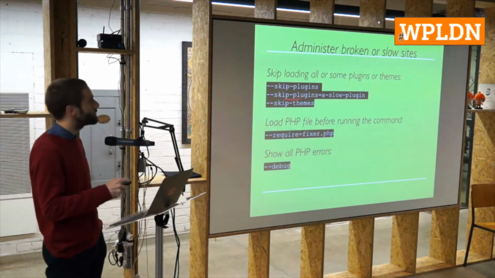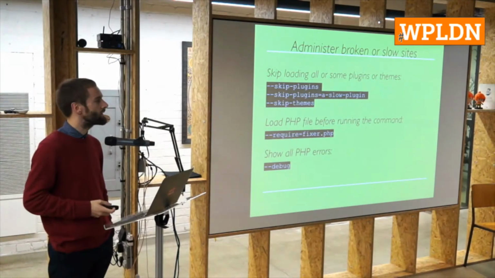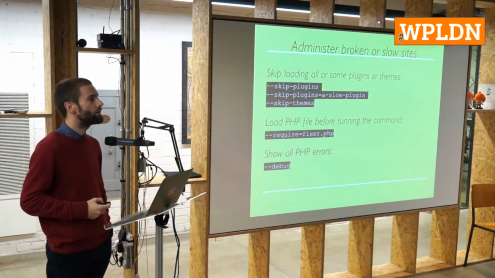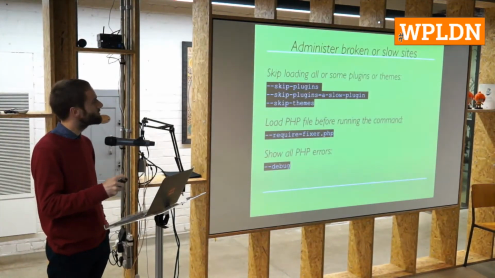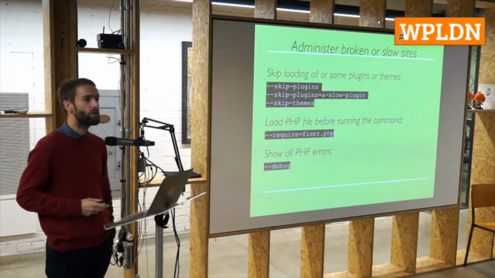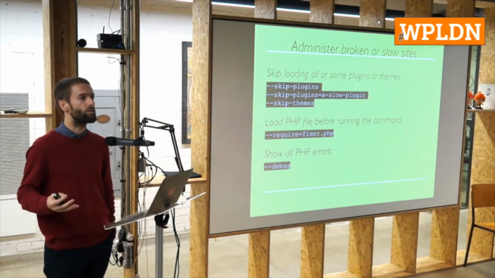This is great for plugins that have got fatal errors in them as well. If it's completely impossible to access the admin area through a fatal error, you can still use WP-CLI because you can pass in the skip plugins flag and it will skip loading plugins. And the reason this works is because WP-CLI loads before WordPress does.